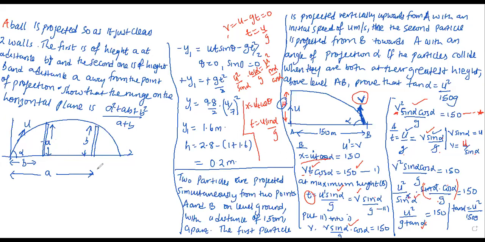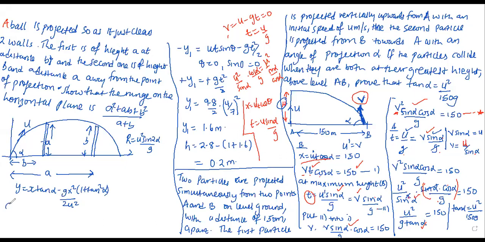Now, to start with, the question wants us to find the range. But before you can find the range, you know range is given by which formula? R is u squared sine 2 alpha over g. Because I'm given vertical and horizontal displacements, remember the best equation for those items is the equation of the trajectory. Hope we all recall this equation.